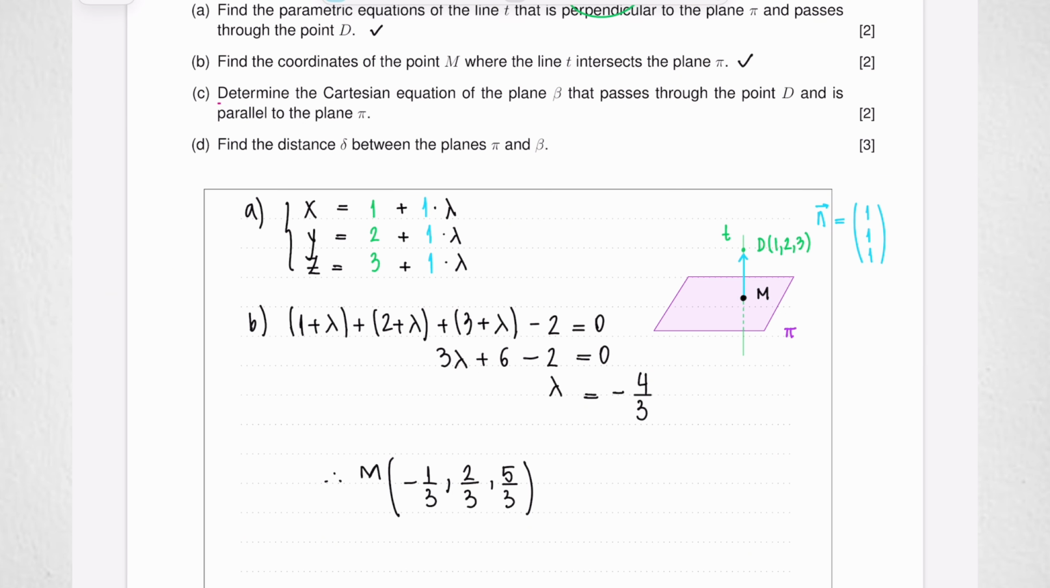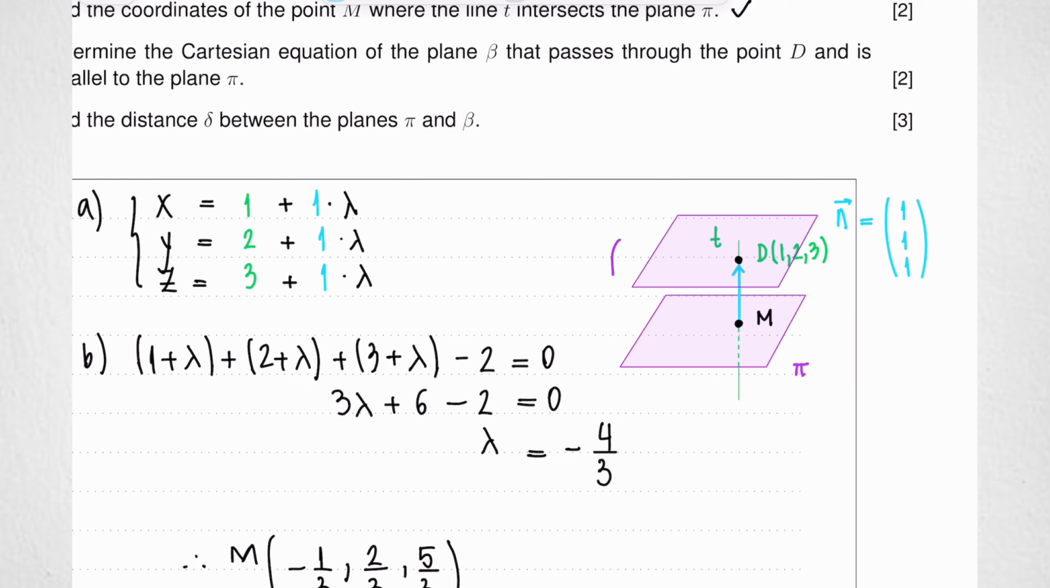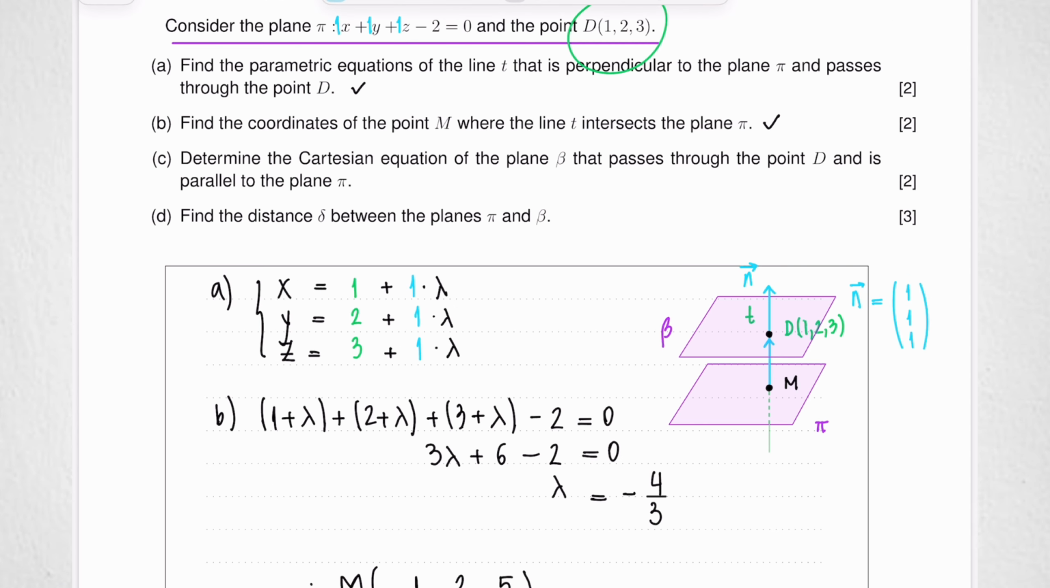And we're going to sketch another plane, plane beta, that passes through the point D, and it's parallel to plane pi. Now, if it is parallel and it passes through point D, that means that not only plane beta has the normal vector n, but also this point belongs to plane beta. Therefore, beta is x plus y plus z, because the normal vector is 1, 1, 1, plus some constant d, which is equal to 0.